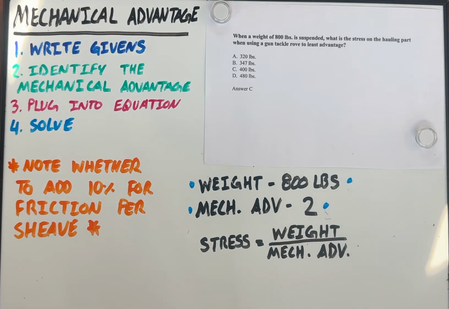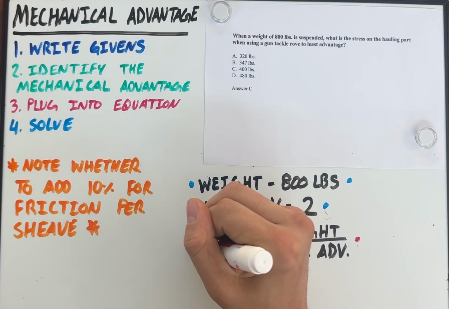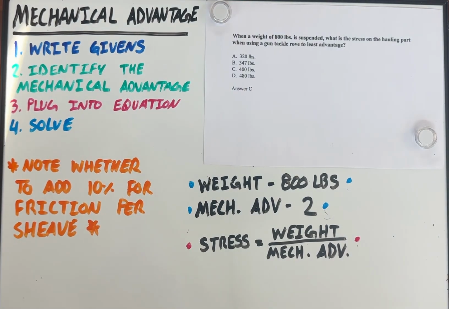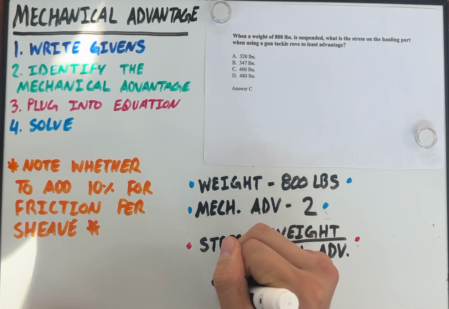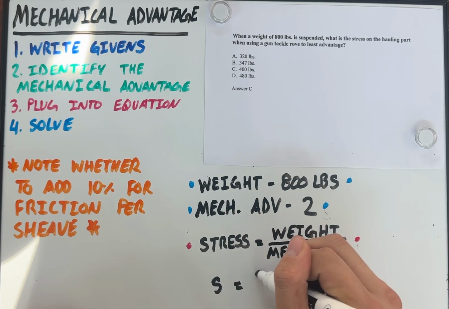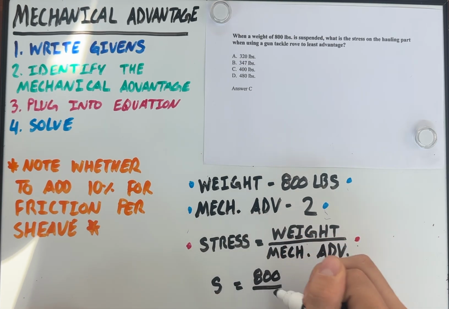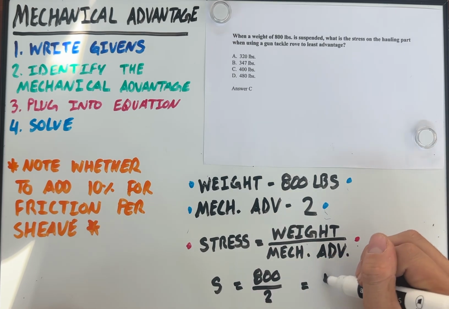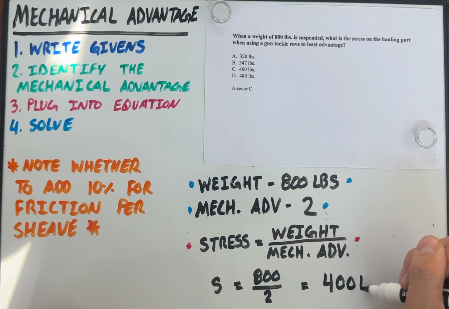So looking at a gun tackle rove to least advantage, mechanical advantage is 2. So step 3 is to plug it into our equation and solve. Here's our equation here. Our stress equals weight over our mechanical advantage. So what that's going to look like is our stress equals our weight of 800 pounds divided by our mechanical advantage of 2 for a stress of 400 pounds.